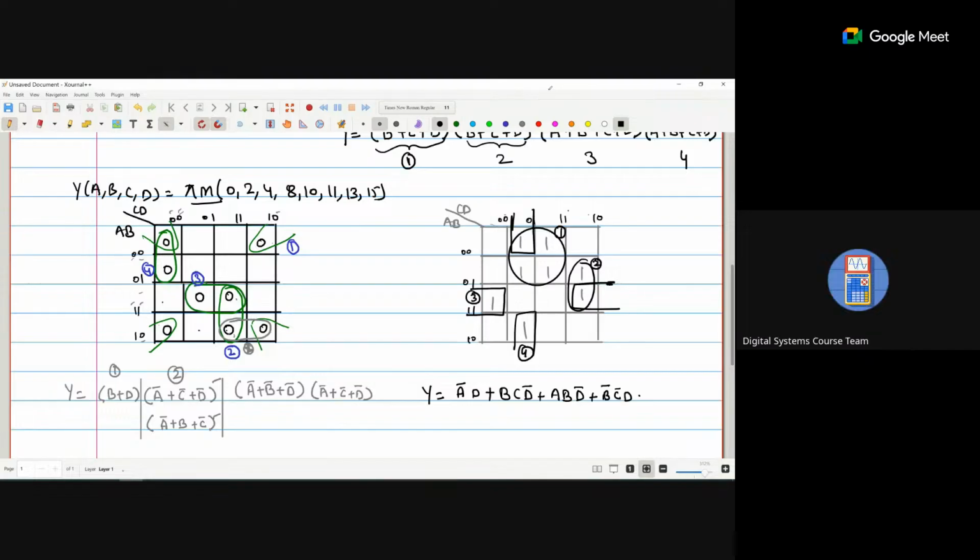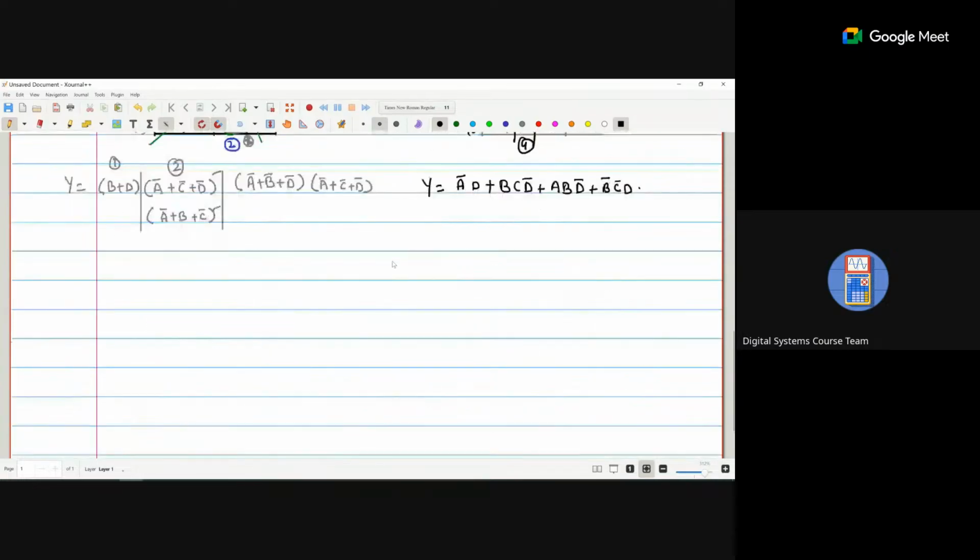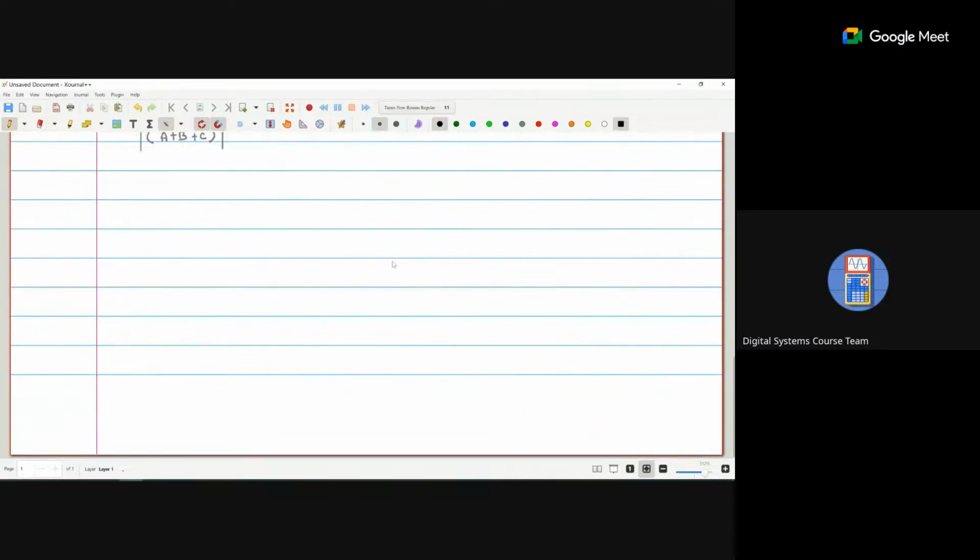So don't think that if the max term is given in the question, we can't ask the POS. We can ask the POS. We can ask the SOP also. So don't think that if the max term is present, the answer will only be in SOP. The answer may be in the SOP or maybe in the POS. You have to check both. So on the basis of options, you have to identify whether the answer will be in SOP or POS, and according to that, you have to solve. Okay.